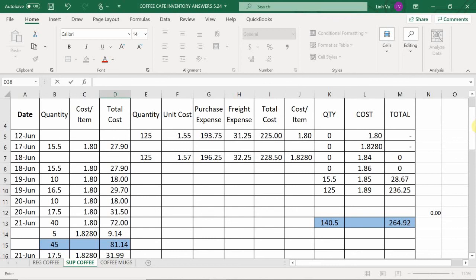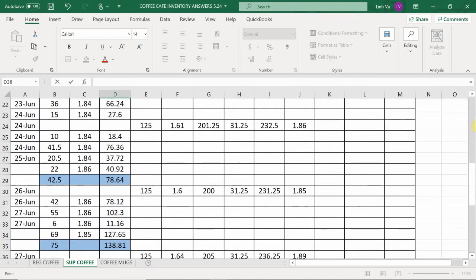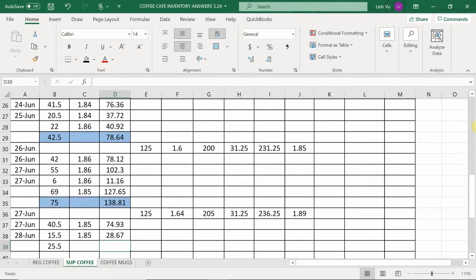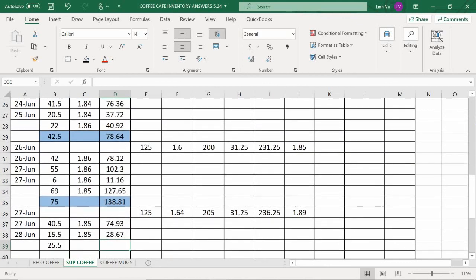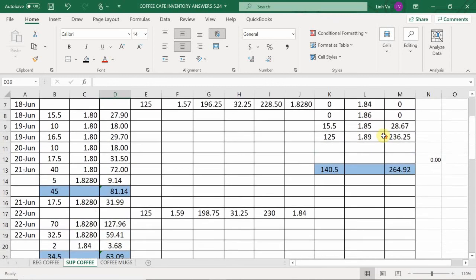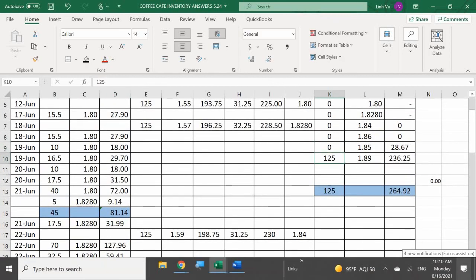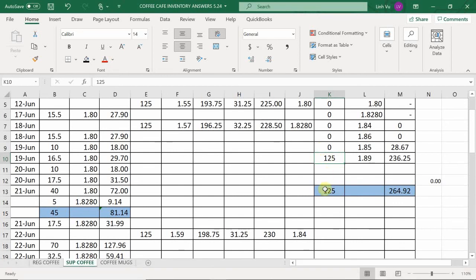Right now I'm getting rid of my 15 and a half for 28.67. So right here I sold my very first 15 and a half already, so I'm going to get rid of that completely. It's eliminated. Now I said I have to do 25 and a half more. I have 125 pounds and I have 25 and a half to sell. So that's going to leave you with 99.5. Yes, it does.